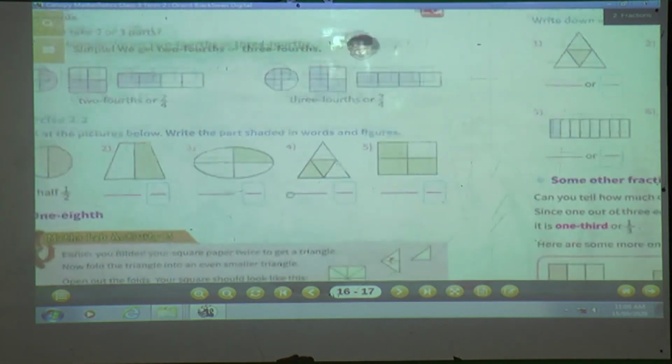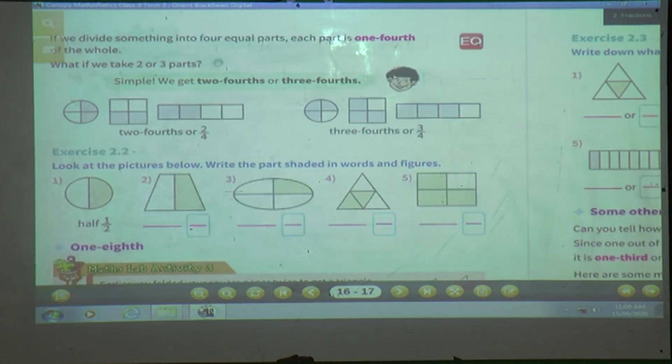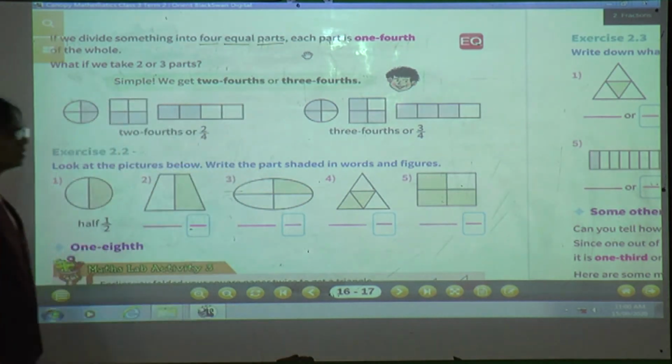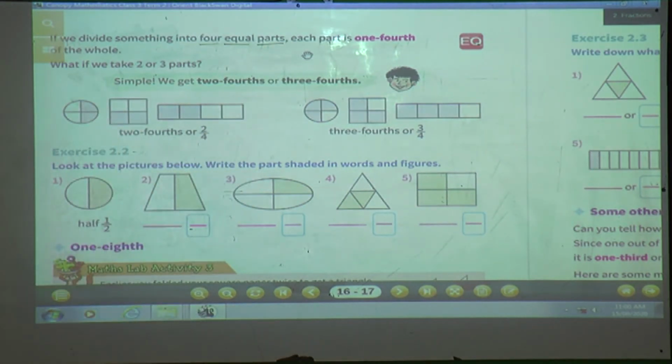We'll see the next. Okay, now see here. Now we'll see the definition of 1/4. If we divide something into 4 equal parts. Now see students, these two words are very important. 4 equal parts. When we divide something into 4 equal parts, each part is called 1/4 of the whole. Say along with me now. If we divide something into 4 equal parts, each part is 1/4 of the whole. Clear?